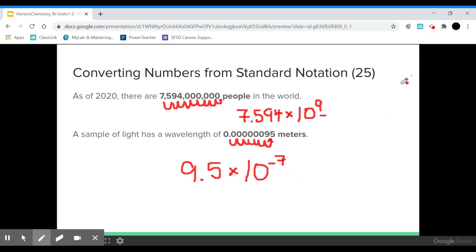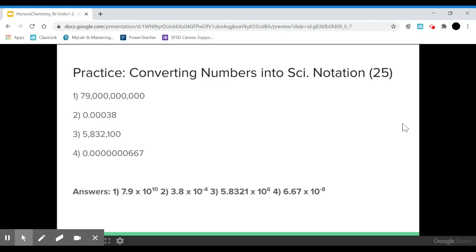Okay? So that should be it for our quick introduction as to how we convert back and forth. Take a moment, see if you can do these 4 practice problems. The answers are below. I'll give you a moment to pause the video and do that, and then we'll regroup here as a class if you have extra questions.